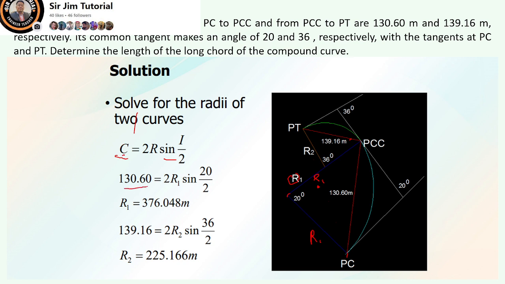If you substitute C, which is 130.6, you have this one, right? Since we are considering this simple curve number 1 and simple curve number 2, and it became a compound curve, we write here R1 sine, this is I, 20, the same with this one, I over 2. So we can compute R1. Similarly, for R2, you have here this C2, which is 139.16, and it is equal to 2R2 sine of I2. I2 is 36. So we can compute R1 and R2.